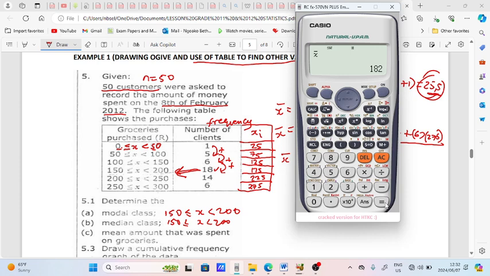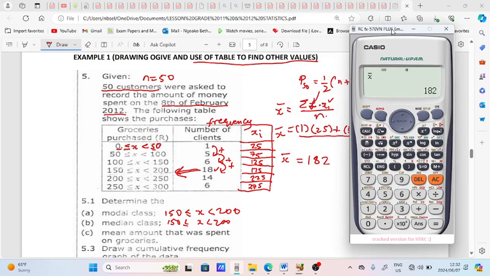You get 182. What did you get there? 182. Exactly the same. That's how to find the mean of grouped data using the calculator. Then they must award you marks. But if your teacher insists that you must do all the steps, do them, but you can also get the answer quickly.